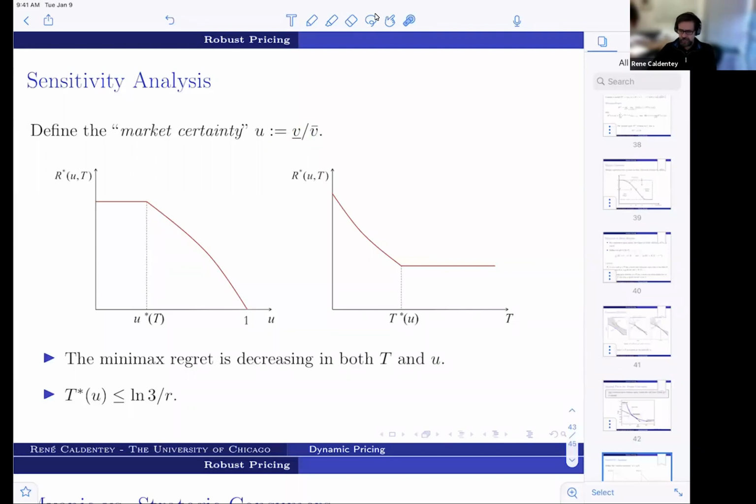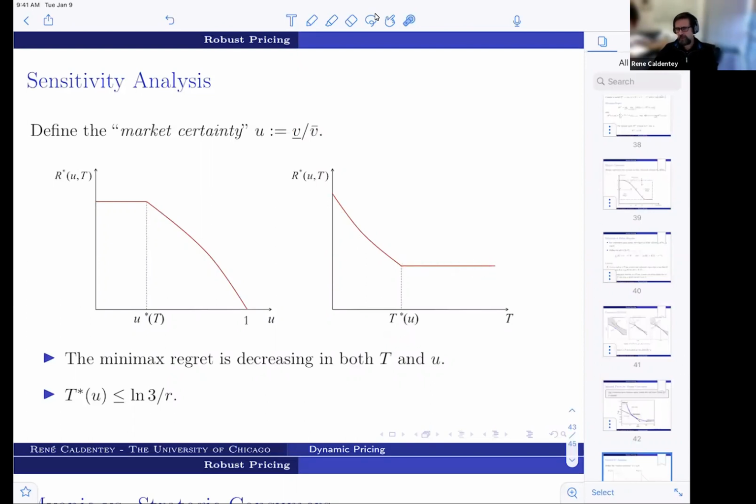But more interesting to me, at least, is the sensitivity with respect to time. So if the selling season is longer and longer and longer, the regret is going to go down. But eventually you hit a point here, which is this T star, where longer selling seasons are not going to give you better regret.